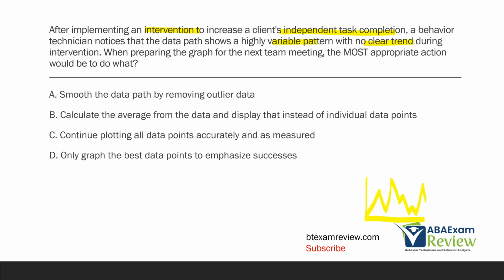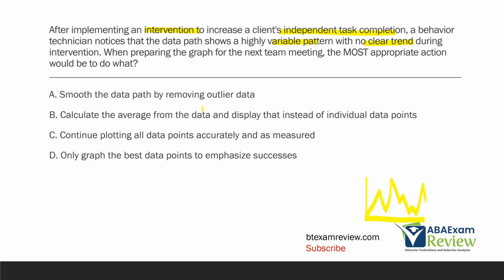It's not clear if it's increasing, if it's decreasing. The lowest data point is far away from the highest data point. We're not going to be able to get much out of this data, right? It's not telling us exactly what's happening as a result of our intervention. So if we get a graph like this, what should we do, or what should this technician do when preparing the graph for the next team meeting?